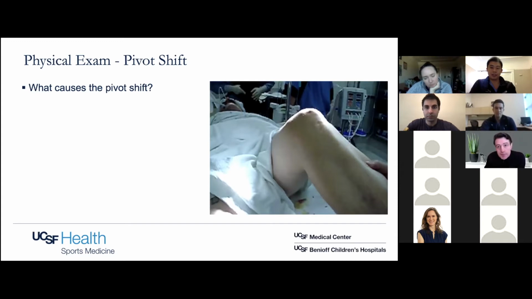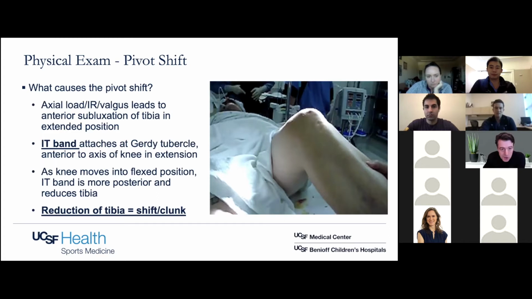Just sort of the position. I guess maybe I got it mixed up. I think it's the positioning of the knee when you're flexing it up. Yeah, so there's actually a structure, specifically the IT band.